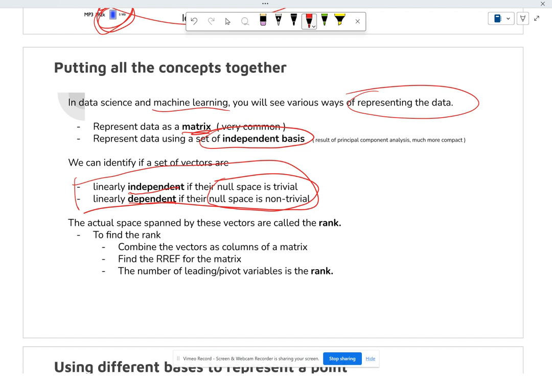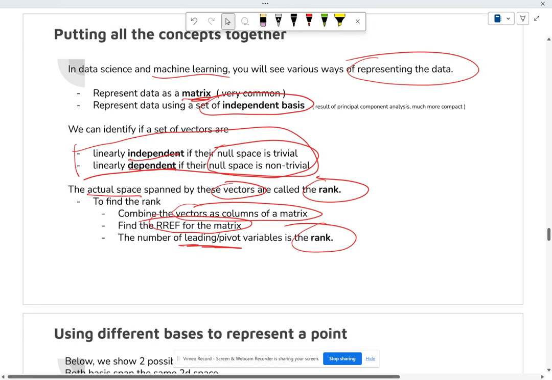Now, the actual space spanned by these vectors is called the rank. If you remember, just because you have two vectors, it doesn't mean you're going to span 3 dimensions. To find the rank, essentially, you will combine the vectors as columns of a matrix, find the REF, and the number of leading pivot variables is then the rank. That's how you find the rank, and that's how you can find the minimum dimension spanned by your vectors.